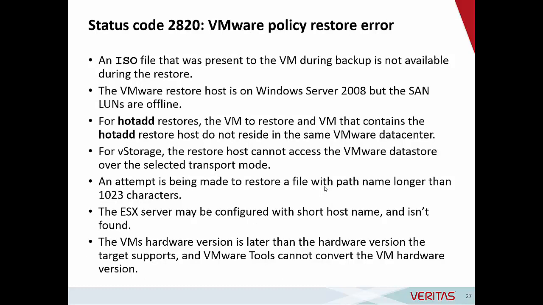Here's some more detail about the status code 2820. This is a VMware policy restore error. So it might result from an ISO file that was available to the VM during the backup, but is now not available at the time that I'm going to do the restore. It might happen because I have a Windows server and the SAN LUNs are offline. Now that might be because of an error, or it might have been on purpose.